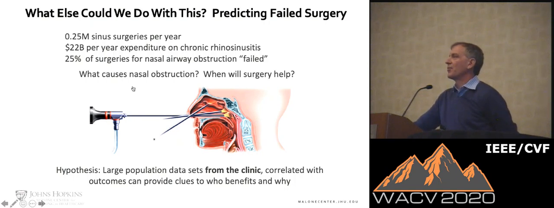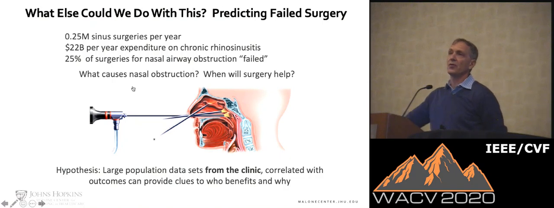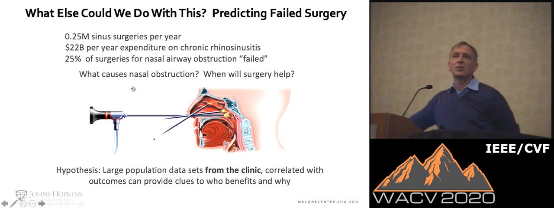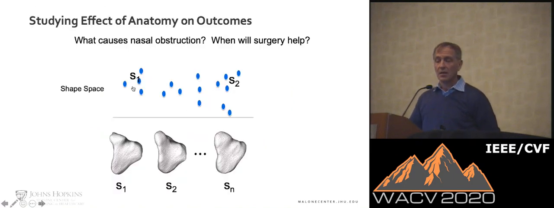But one of the things they've never been able to do is to correlate the anatomy of the patient and what the surgeon is doing to the outcome the patient gets. What we can start to do is build a population of shape models of patients who have different types of diseases, and we can actually start to look at the correlation between anatomy and outcomes.